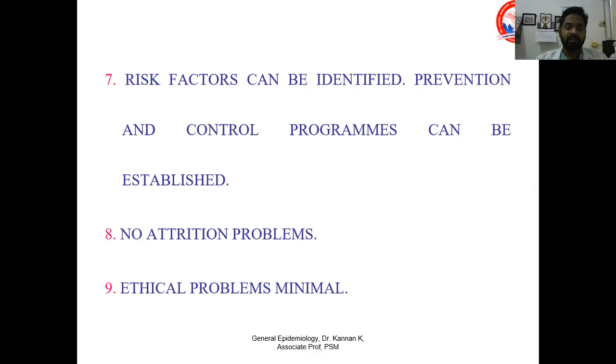Lung cancer can be caused by smoking. So obviously, we'll follow all the steps to reduce that smoking risk factor, through prevention or control programs, through legislations or whatever it is. No attrition problems. Attrition problems are more common in cohort studies and RCTs. We can do a case control study by using records also. So there is no point of thinking about attrition, right? We are not going to follow up. So there are no attrition problems in case control study.